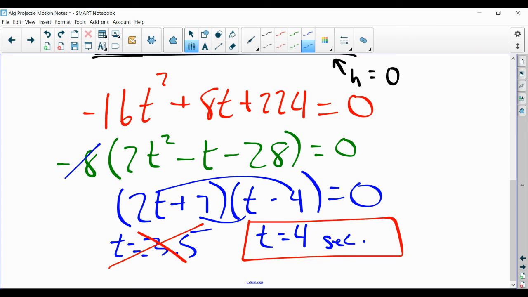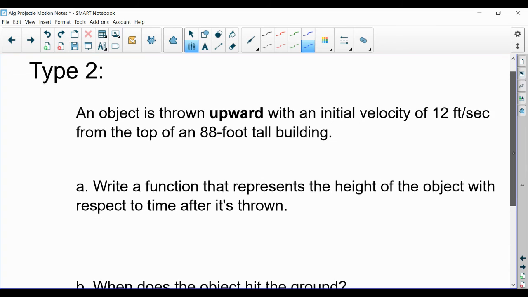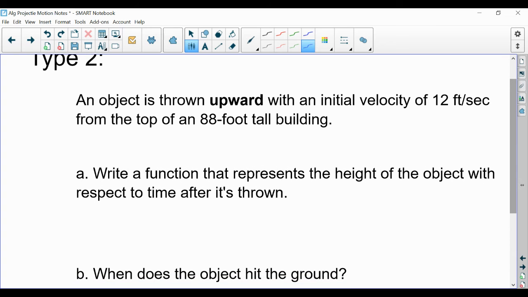Okay, so that was type 1. Now on to type 2. Type 2 gives us information. It says the object is thrown upward with an initial velocity of 12 feet per second from the top of an 88-foot tall building. Part A, write a function that represents the height of the object with respect to time after it's thrown. Okay. This whole thing, write a function that and so on.